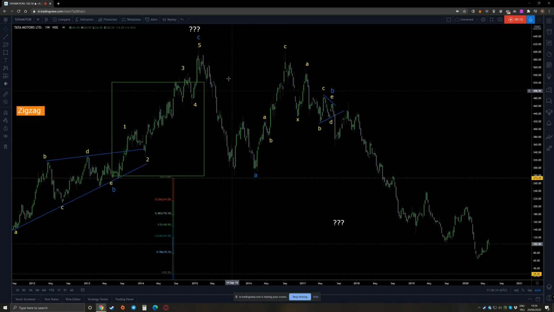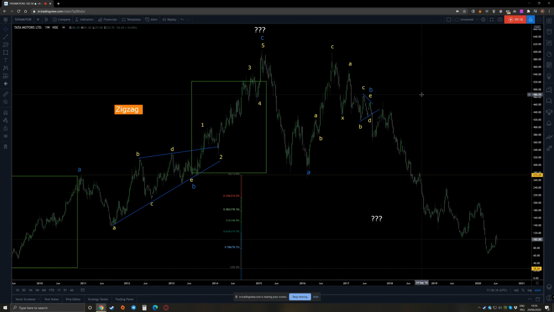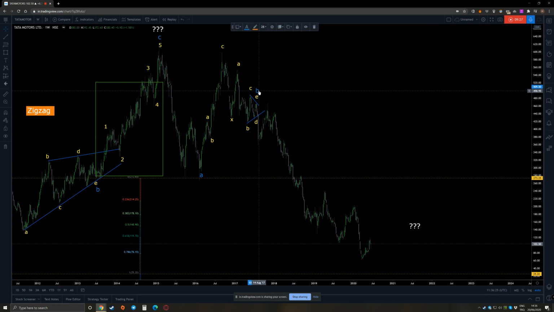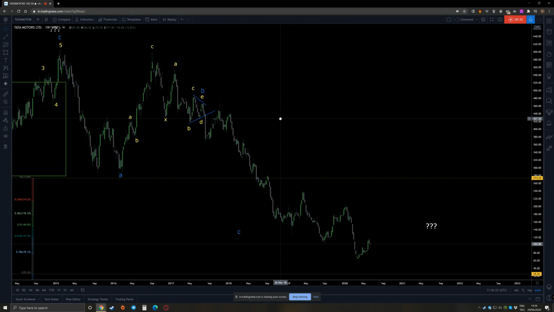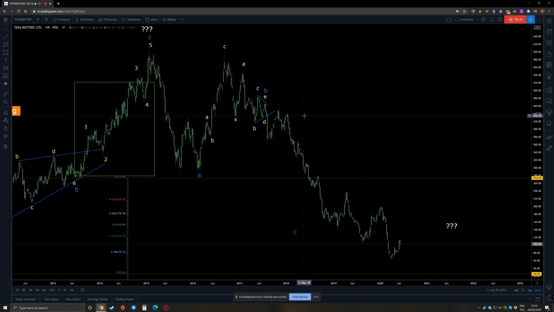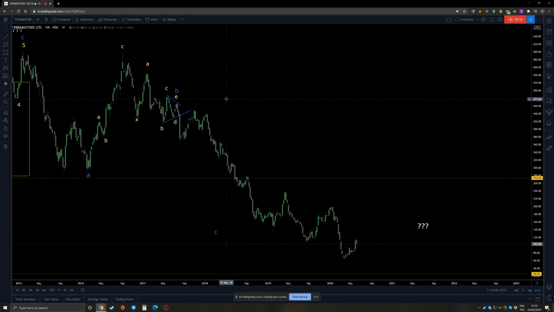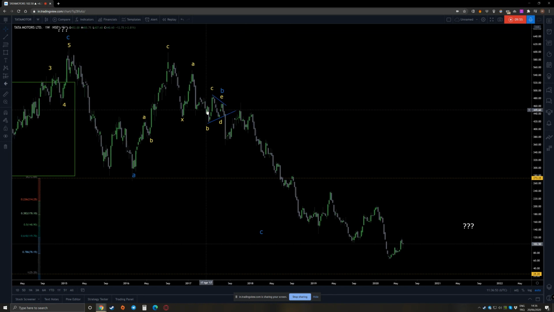Now, we have a wave A, we have a wave B. Now, check this out. Does this mean what? Well, it means that we are looking for a wave C now. Wave C. If I'm looking for a wave C, it means that I need an impulsive move. Now that impulsive move is very important, because if I kind of screw up this impulsive move, we might have a trouble. Now, there's also another trouble that I just solved now. What is that trouble? Well, that trouble is actually this.